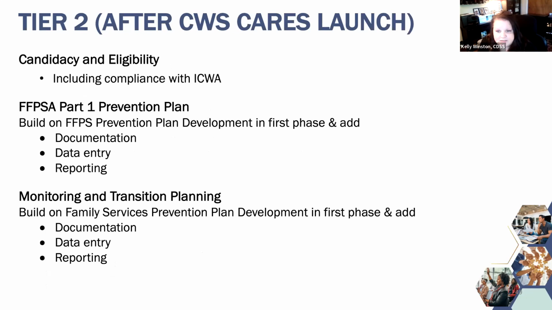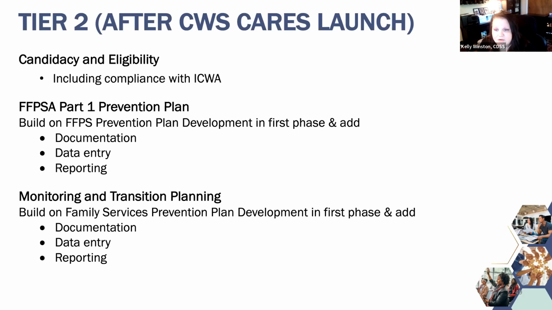So this next phase of training, again, will coincide with CWS CARES. There are aspects of the Family First Prevention Services program where automation is really needed. So the training on these elements will be done in context with the rollout of CARES. So you may see training that looks more like just CWS CARES training, but much of it will need to be focused on how it interplays with the Family First Prevention Services model.